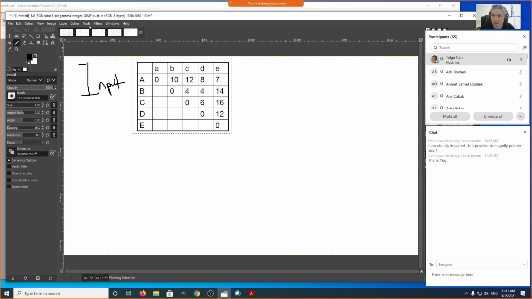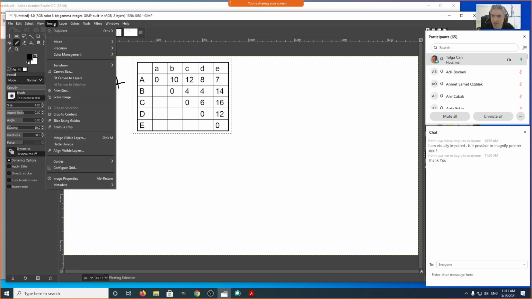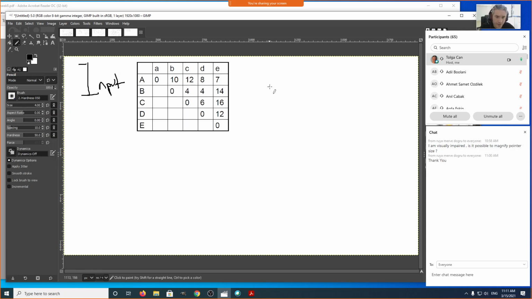Let me just flatten the image. Now, the algorithm proceeds like this. We start with a random edge, okay? And that's going to be the first edge in our tree. This is going to produce an unrooted tree first, but we may take any one of the nodes and make it the root node. So let's start with an arbitrary edge.